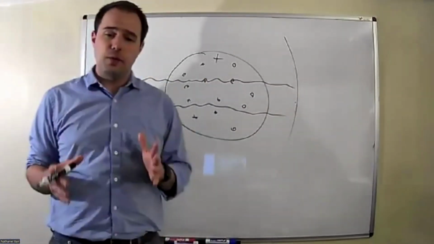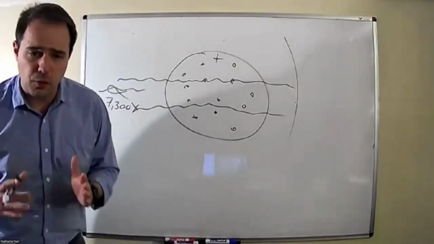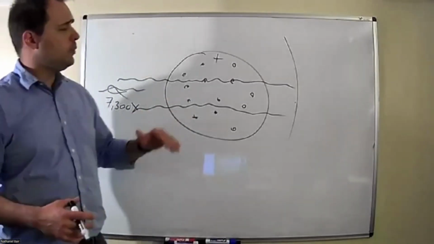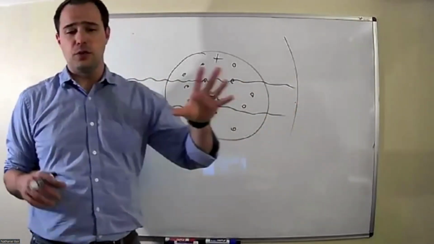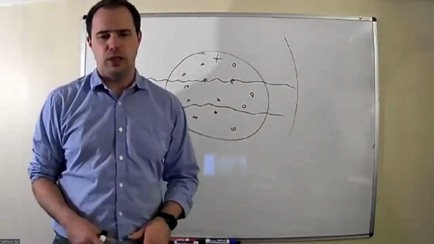So here's the genius of Rutherford. He says, if the Plum-Pudding model is correct, then all of the alpha particles should go straight through that gold foil and they should hit the back of the detector. There should be no deflection.